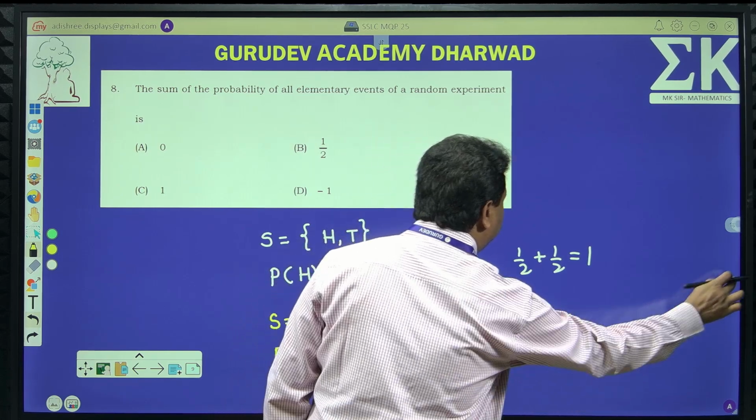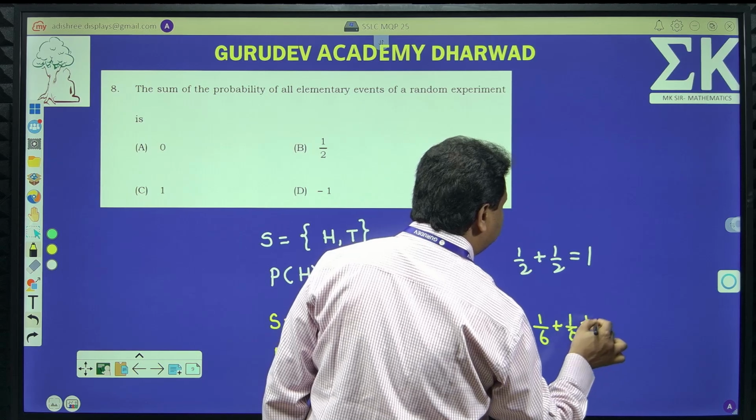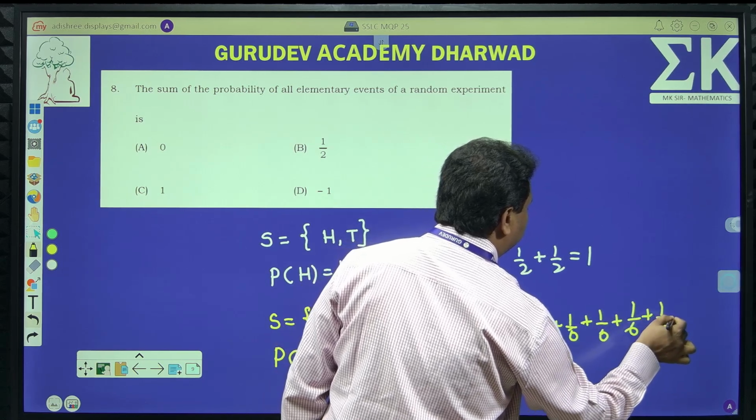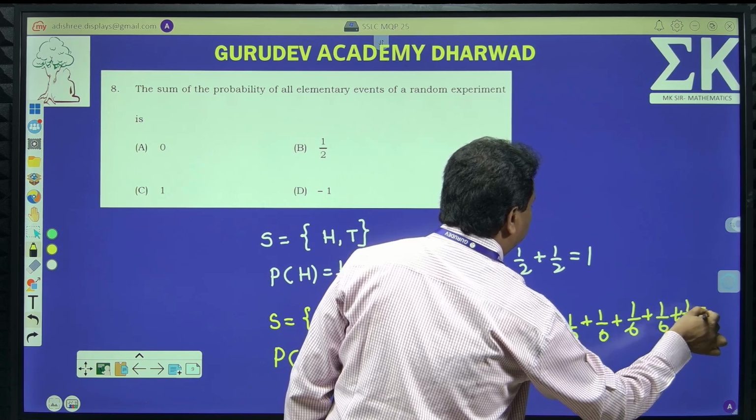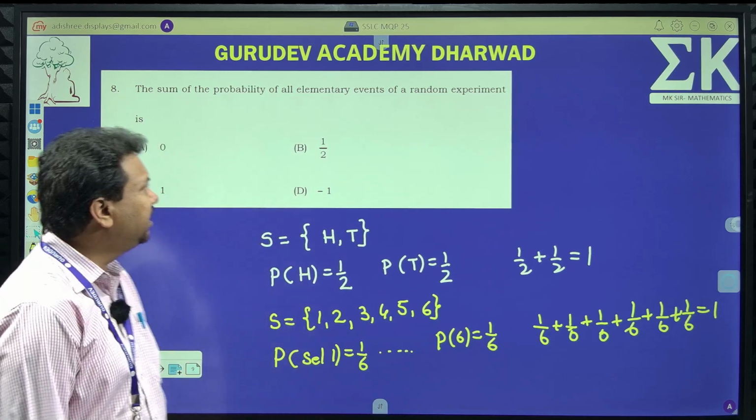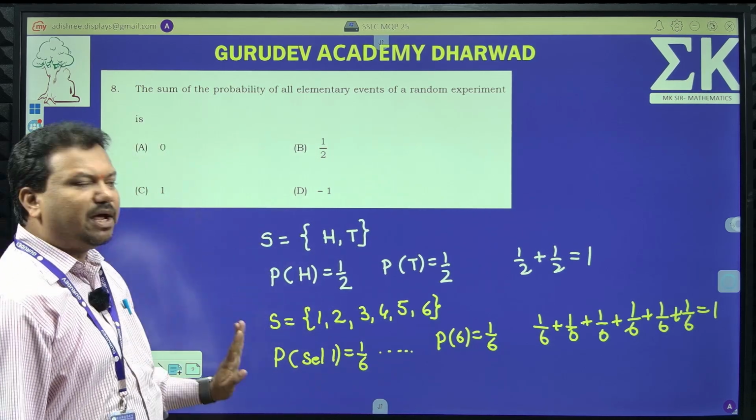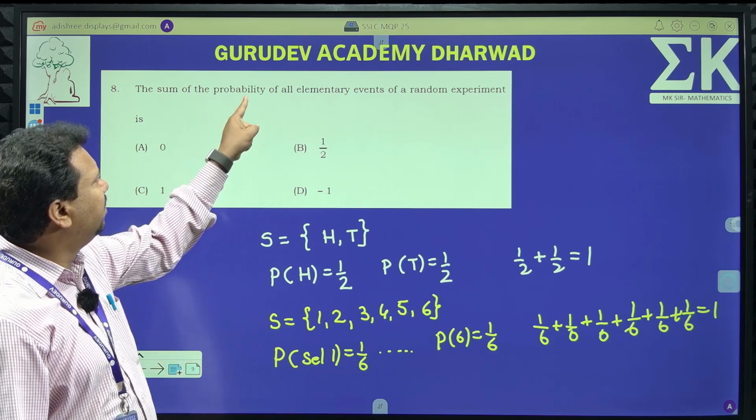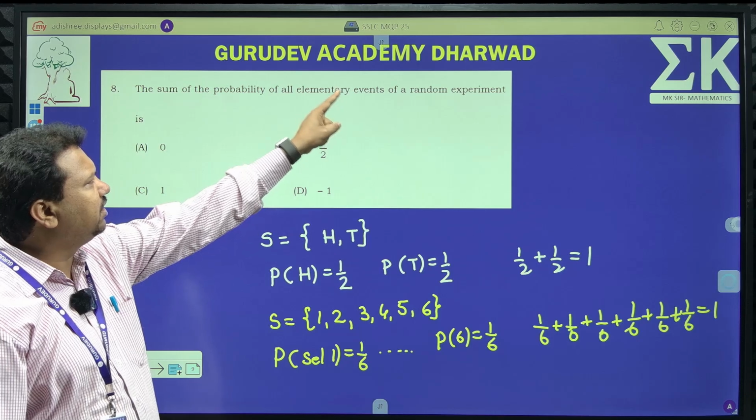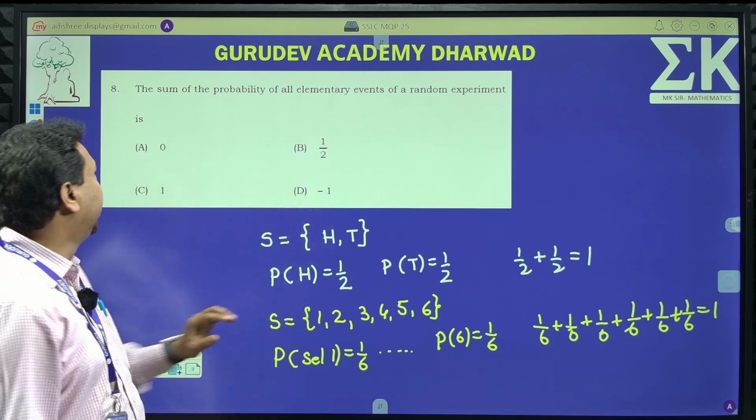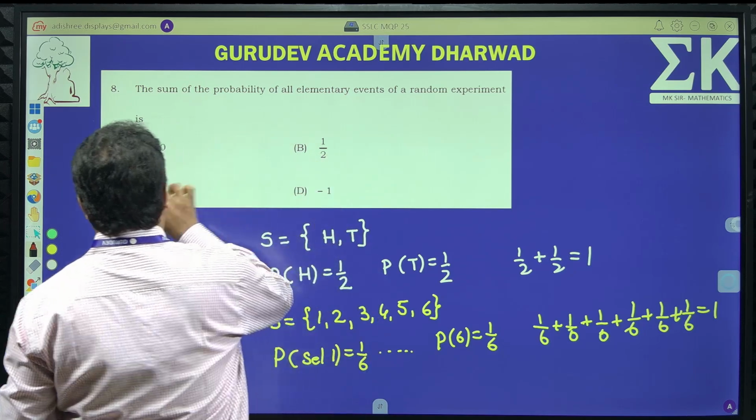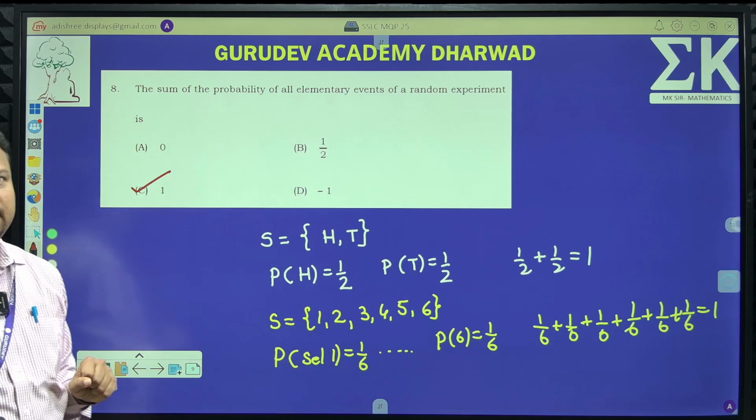That is, you are adding 1 by 6, how many times? 6 times. What should be your answer? 1. Hence, you choose any sample space. For that sample space, if you consider the probability of all the elementary events and their sum, it will always be equal to 1. That is, option C is the right answer.